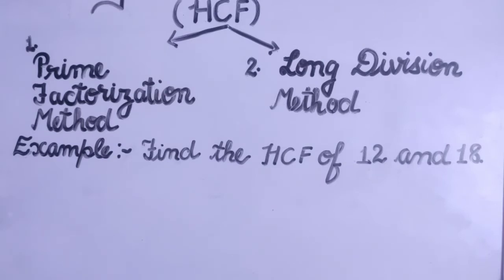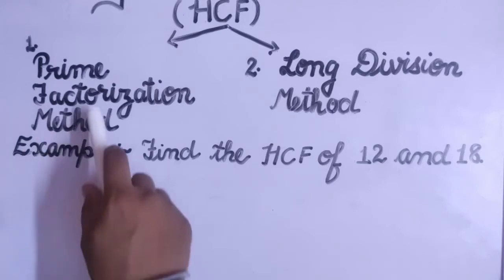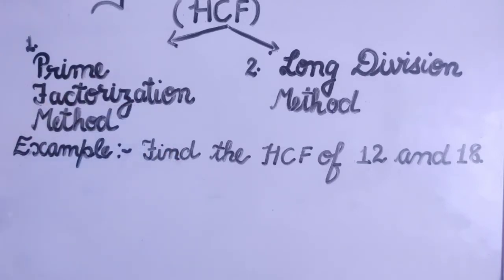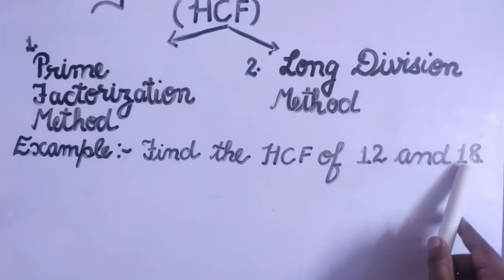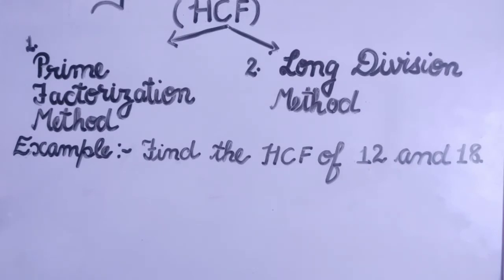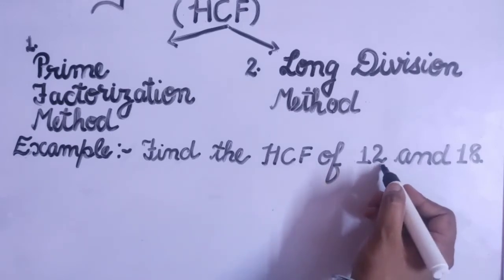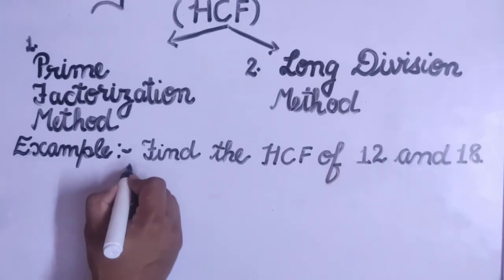Students, in my previous video I have already explained to you what is the meaning of prime factorization. Prime factorization means, students, represent a number as the product of the prime factors, or the factors which are prime. So first step is, students, we have to represent the given numbers as the product of the prime factors. Right, so let's start from the first number, that is 12.